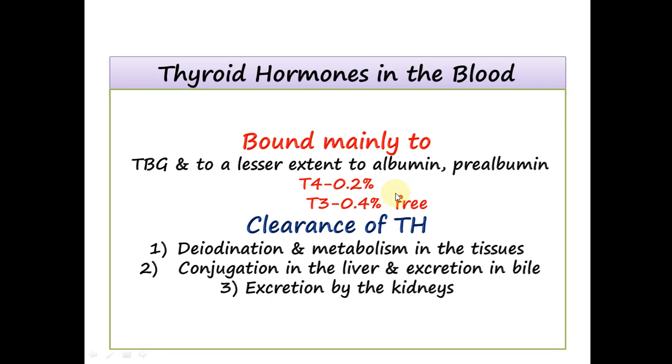Now, the end of the thyroid hormones occurs when thyroid hormones are deiodinated in the body and metabolized in the tissues. The other way is conjugation of the thyroid hormones in the liver and their excretion in the bile. And some hormones are excreted by the kidneys. So that is the end of the thyroid hormones.